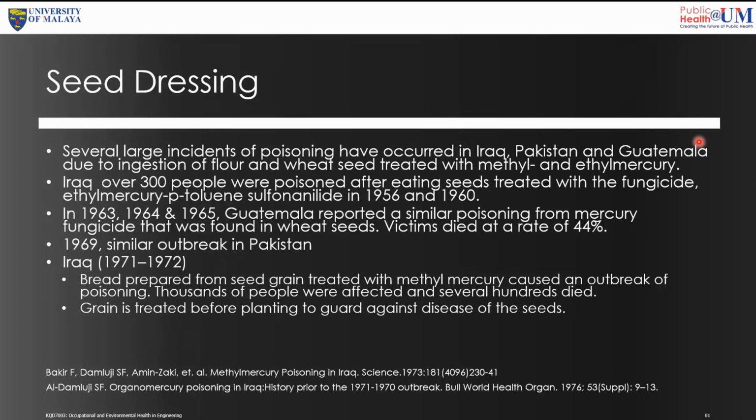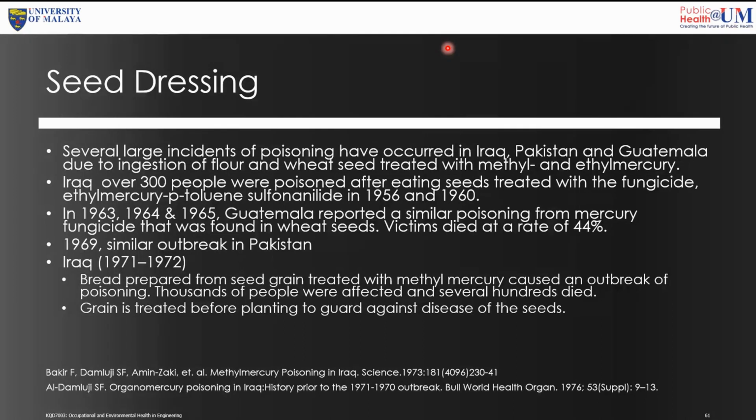Several large incidents of poisoning have occurred in Iraq, Pakistan and Guatemala due to ingestion of flour or wheat seed treated with methyl or ethyl mercury. In Iraq, over 300 people were poisoned after eating seed treated with the fungicide ethyl mercury p-toluene sulfonanilide in 1956 and 1960. In 1963, 1964 and 1965, Guatemala reported similar poisoning from mercury fungicide found in wheat seed. Victims died at a rate of 44%.